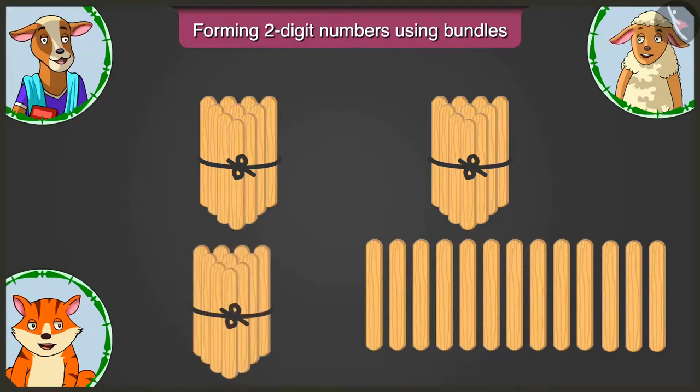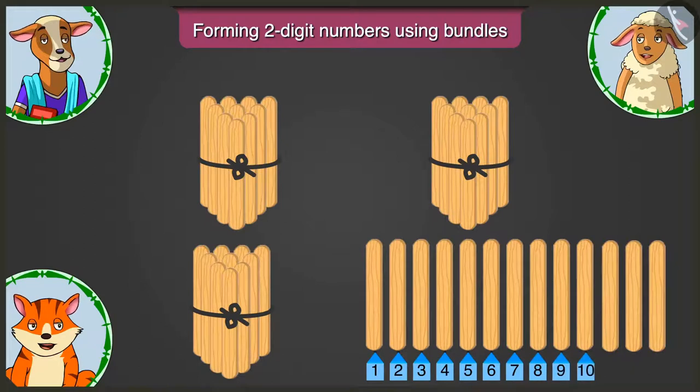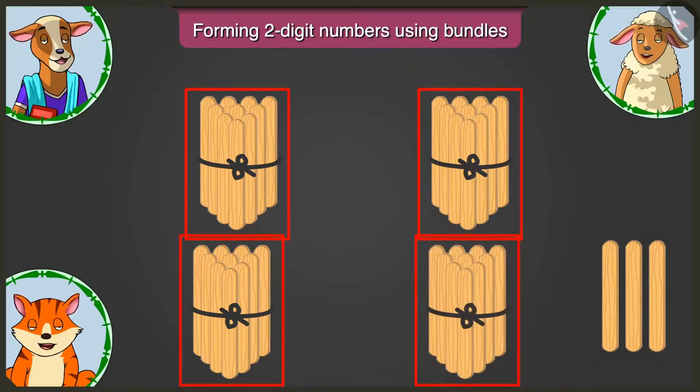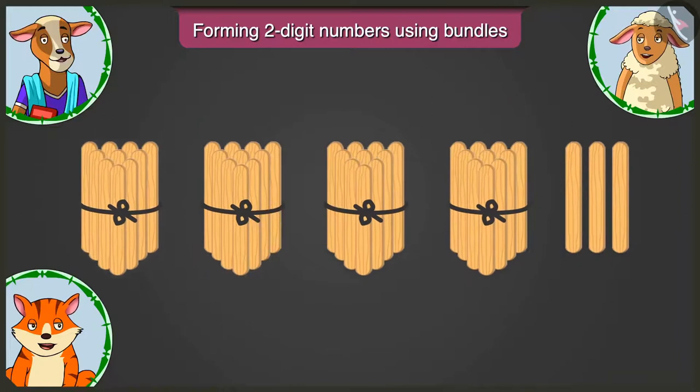Lily, now you say whether you can make another bundle of tens from the remaining sticks or not. Yes, ma'am. 1, 2, 3, 4, 5, 6, 7, 8, 9 and 10. Ma'am, this has also become a bundle of 10. Good. Now we have four bundles of tens. Who will count further? I will count 1, 2 and 3. Here is the fifth bundle of tens.